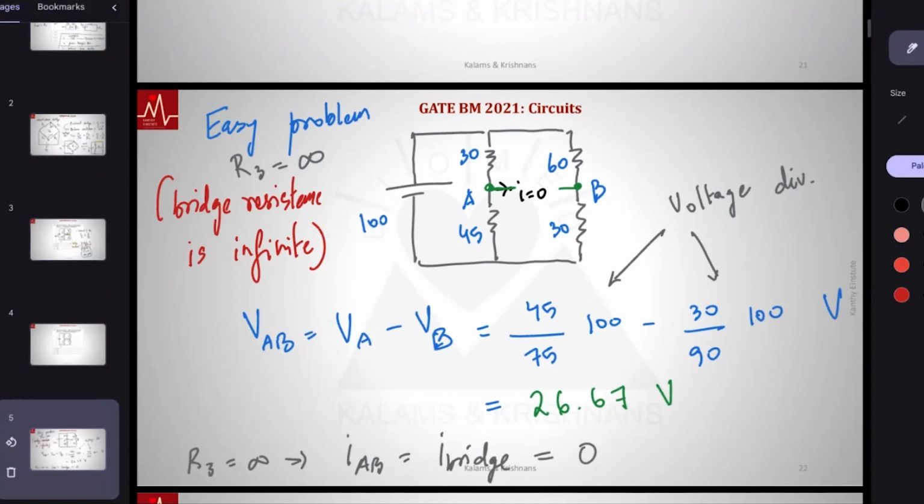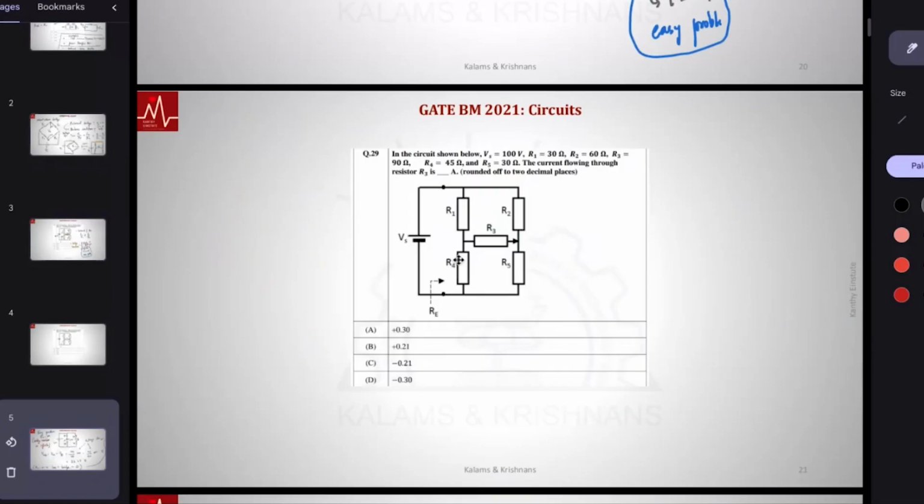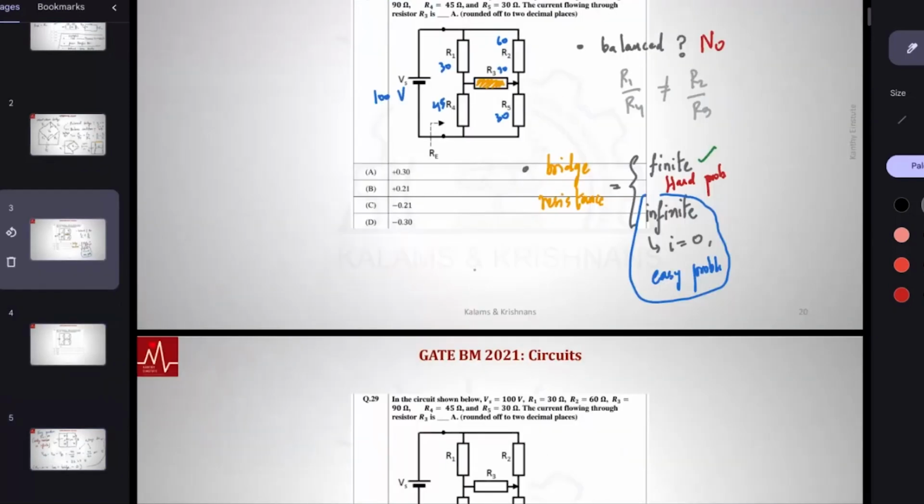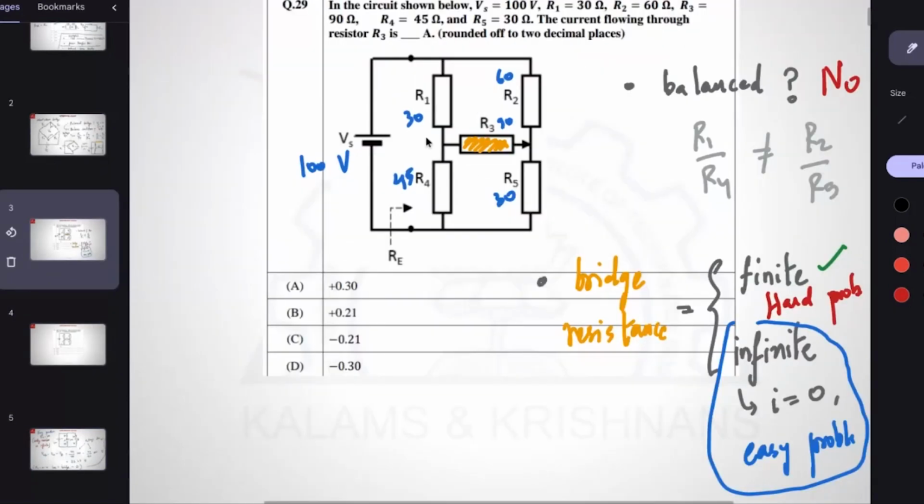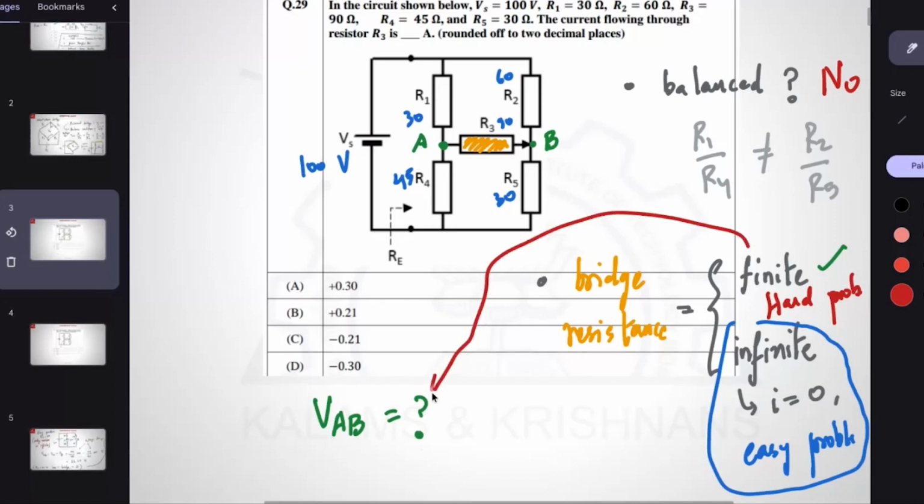In fact, which is why we applied this voltage division, right? Now take the given problem. Can you apply voltage division? Label the same points. Call this A, call this B. Can you find VAB? To find the current flowing through the resistor R3, we have to find VAB, because you know the resistance, you find the voltage, you can find the current, right? Even here, the question boils down to what is VAB, and this is what I refer to as the hard problem. The bridge resistance is finite, so this is the hard problem.